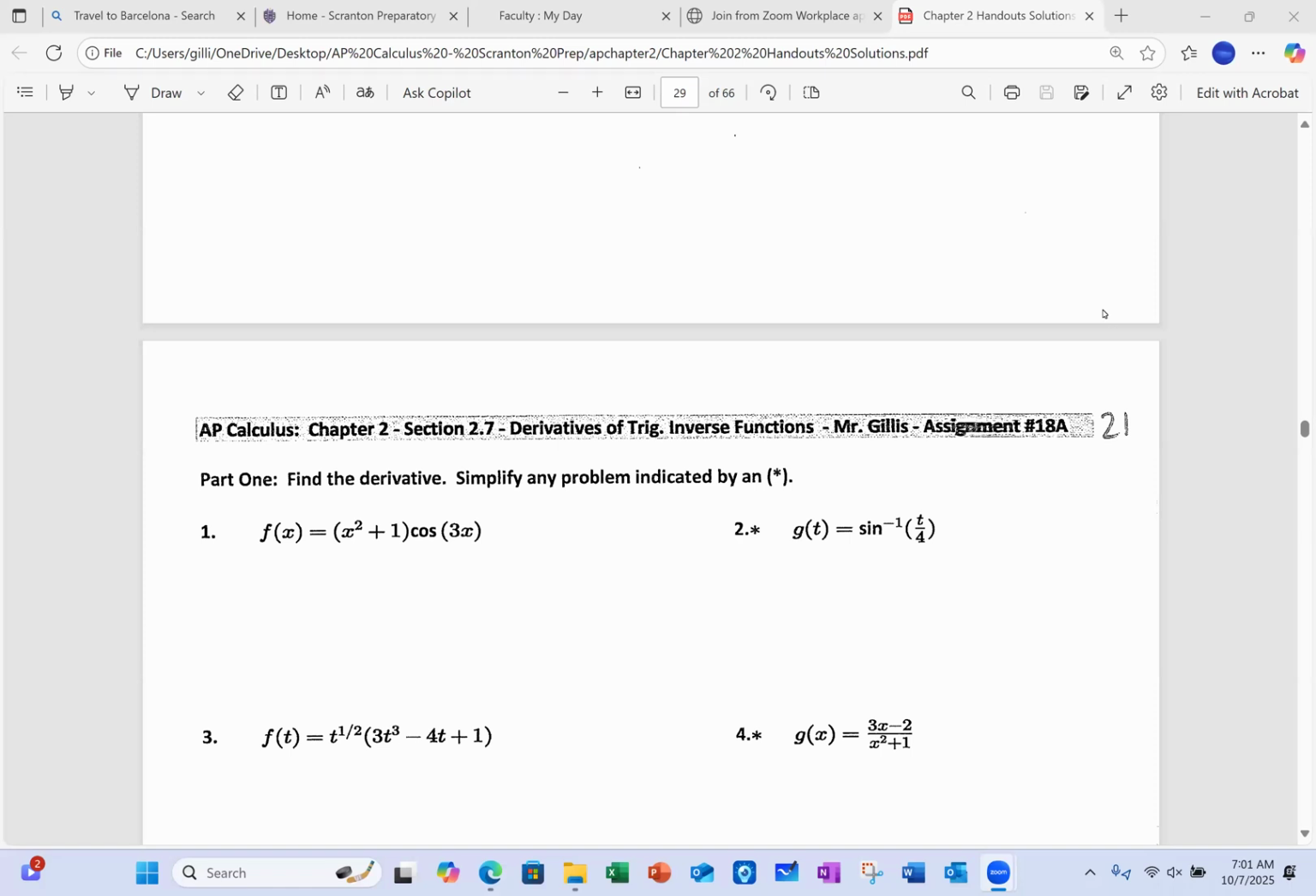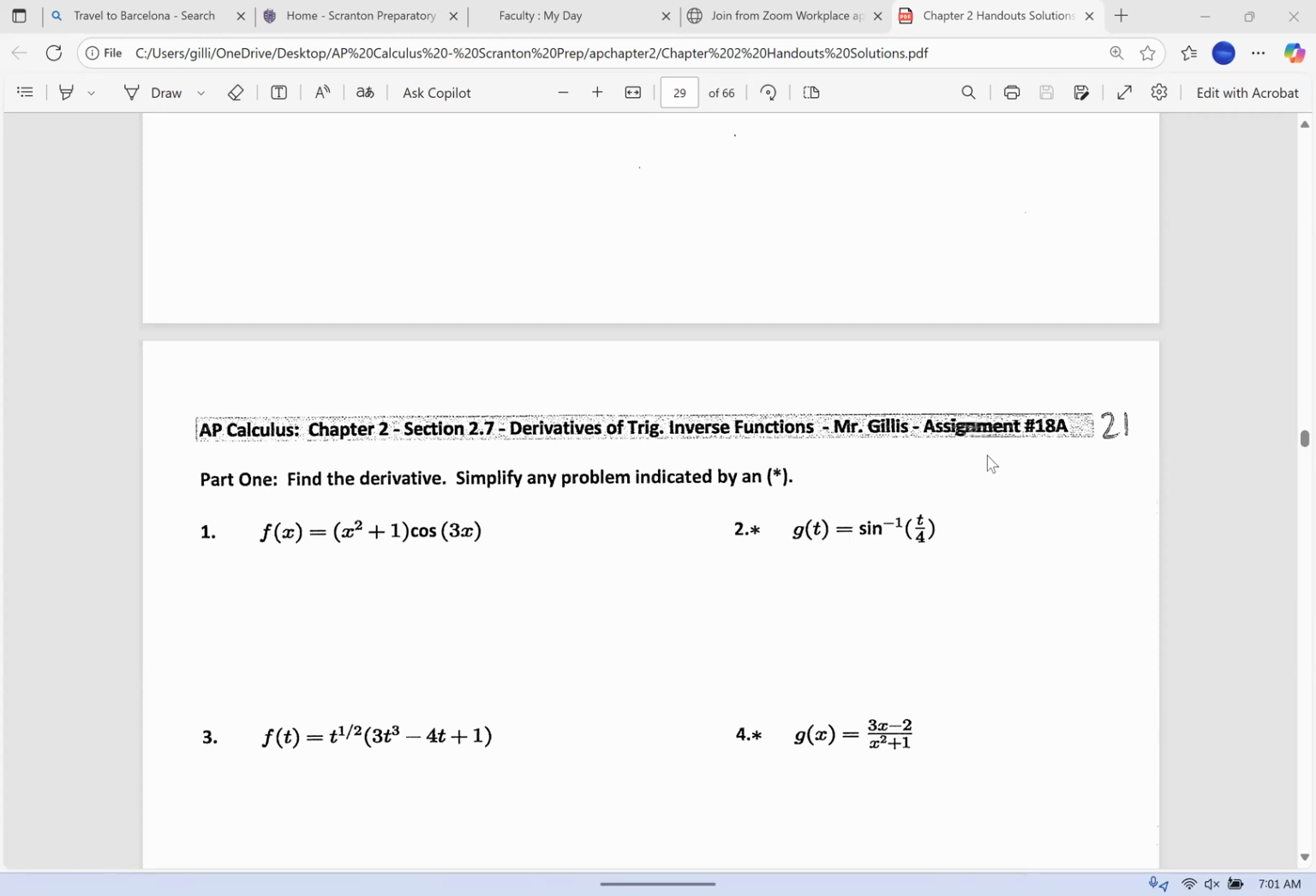Okay, so in this video, I'm going to go over more than just the derivatives of trig inverse functions. It's kind of a comprehensive list of what we learned so far. All right. So we still ask ourselves the same questions: is it a quotient? Is it a product? Is it a function within a function, or is it a basic rule?